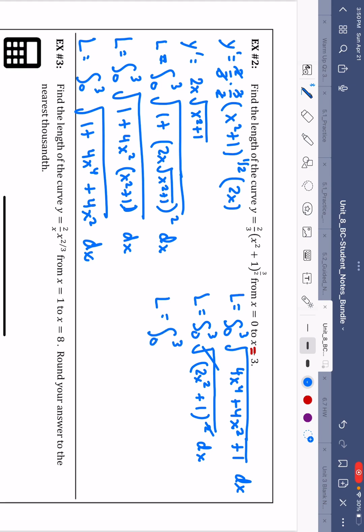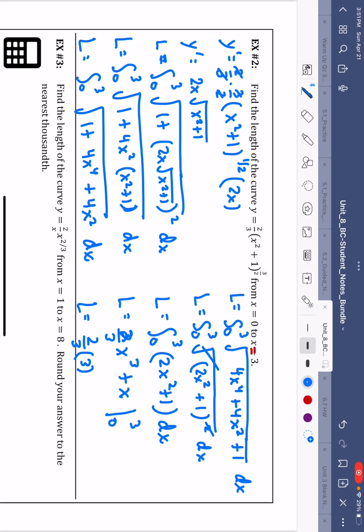So now that leaves us with the integral from 0 to 3 of 2x squared plus 1 dx. So now when I integrate, I get 2/3 x to the 3 plus x from 0 to 3. So that's going to be 2/3 times 3 to the 3rd plus 3, and then minus 0. So 18 plus 3, 21.